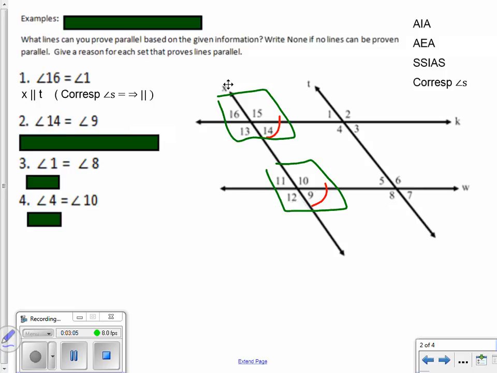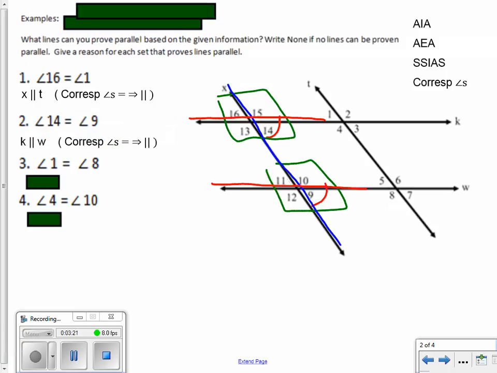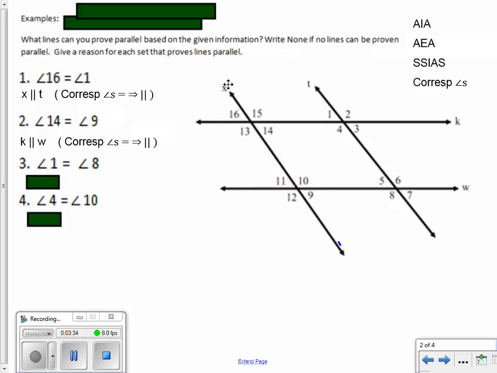So in this case, which one is our transversal? It's going to be X. That's the transversal that cuts the other two. Which two is it cutting? W right here, K right here. So what do we know for sure then? K is parallel to W. Line K and line W are parallel based on our corresponding angles being equal. So again, if that's all the information they give you, 14 and 9 are equal, then we know K and W have to be parallel because of the corresponding angles that are equal to each other.